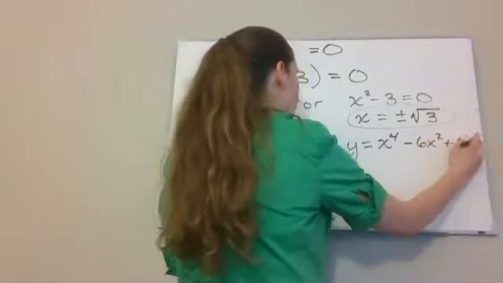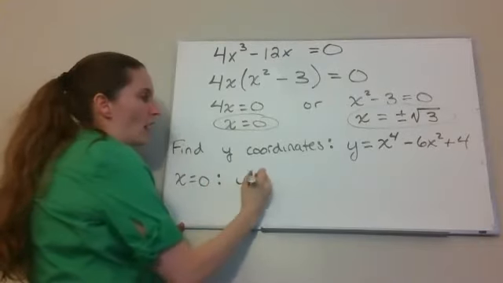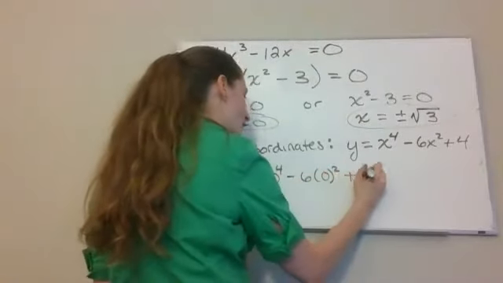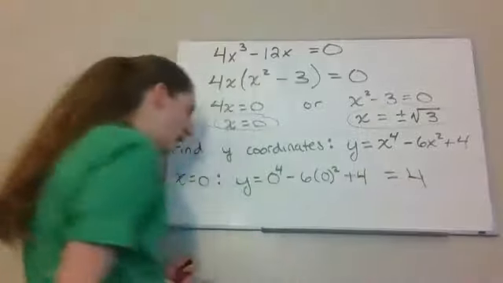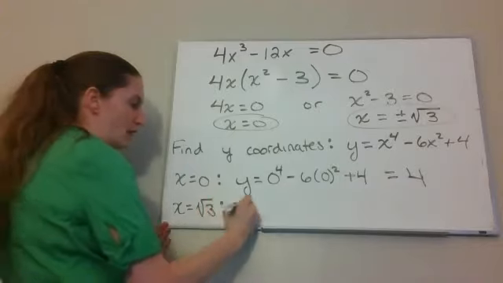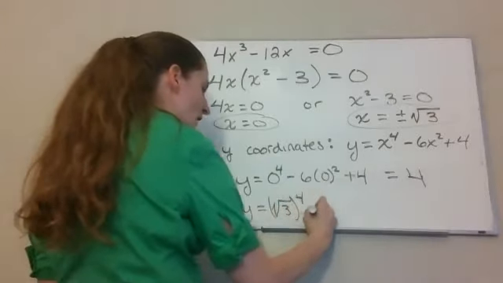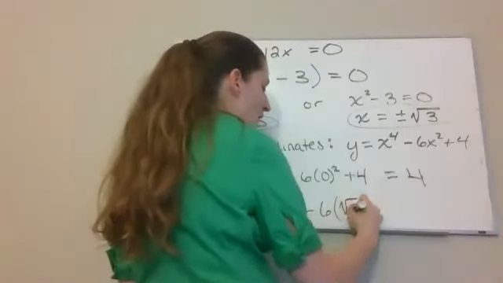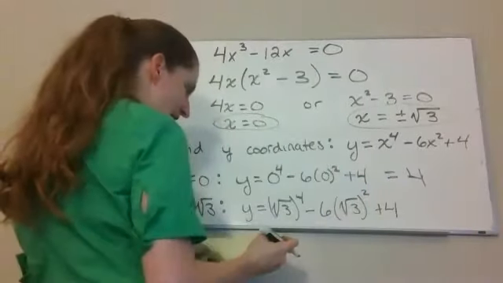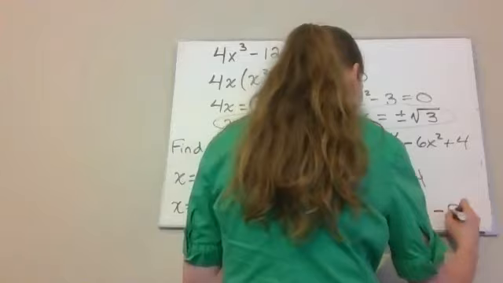So when I have x equals 0, y is equal to 0 to the fourth minus 6 times 0 squared plus 4, which is 4. When x is positive square root 3, y is equal to positive square root 3 to the fourth minus 6 times positive square root 3 squared plus 4, which is 9 minus 18 plus 4, which all equals negative 5.